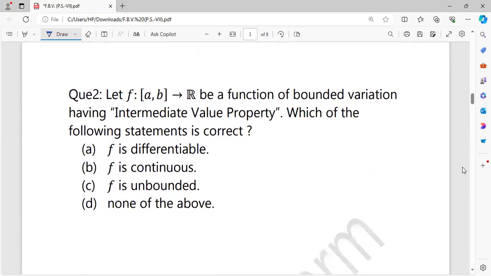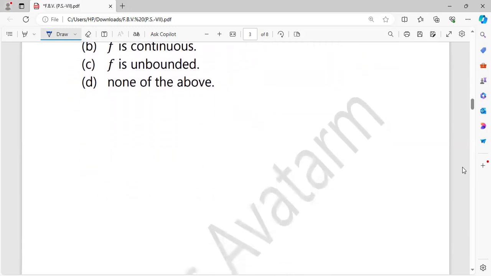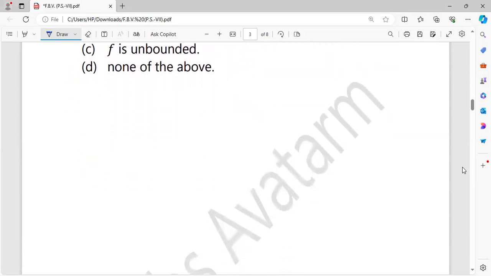So let f be a function of bounded variation having intermediate value property, then which of the following statements is correct? A, f is differentiable. Second option, f is continuous. C, f is unbounded. D, none of the above. It is given that f is a function of bounded variation, so f is always bounded. So option C cannot be correct. Either A is correct or B is correct or D is correct. So let's see.